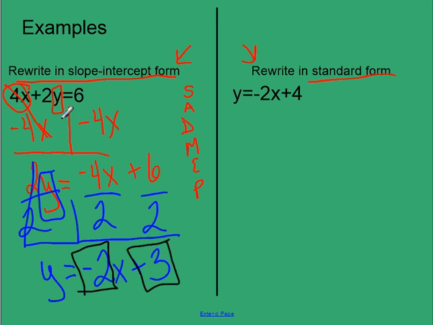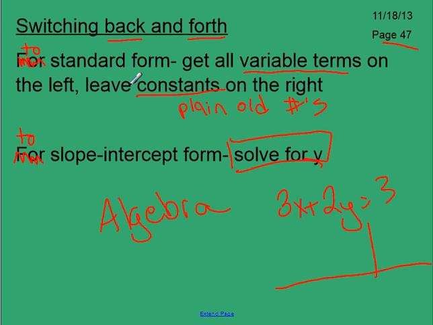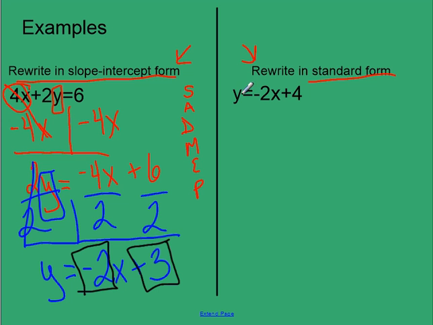Okay, so when we change it to standard form, we can look back at our notes again. We need to get all variable terms on the left, and we need to leave constants on the right, or move them to the right if they were on the left originally. So here we go. We have a constant term here, my 4, and it's on the right-hand side of the equation, and that's awesome. I'm going to leave it there. So all I have to do now is take this negative 2x and move it to the left-hand side because I need to get all variable terms onto the left.